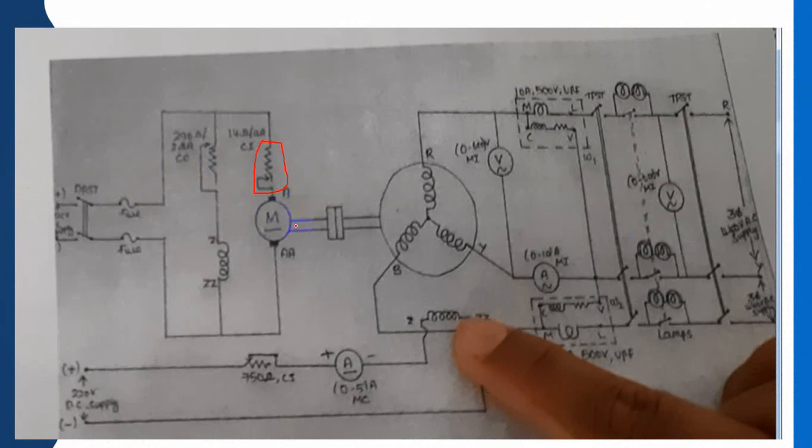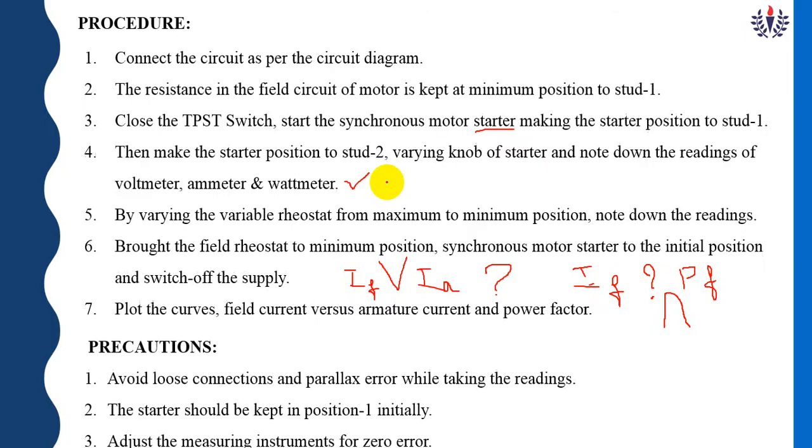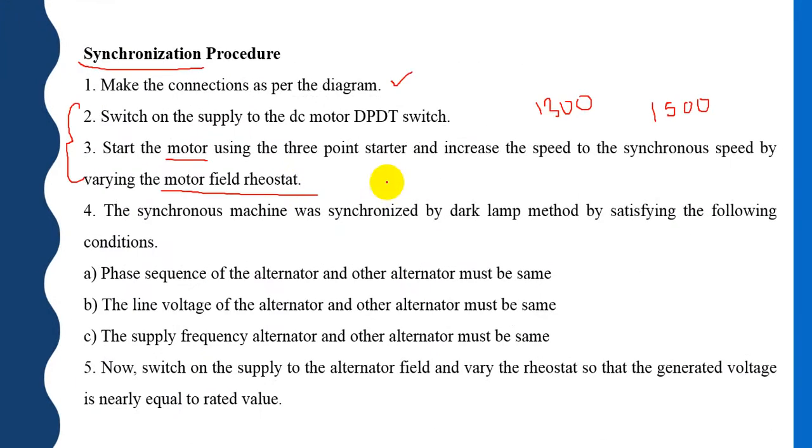Next we will think of the synchronization procedure. Next, procedure 4: the synchronous machine was synchronized by the dark lamp method by satisfying the following conditions. What is the dark lamp method? So the three conditions we have to check here by using the dark lamp method.